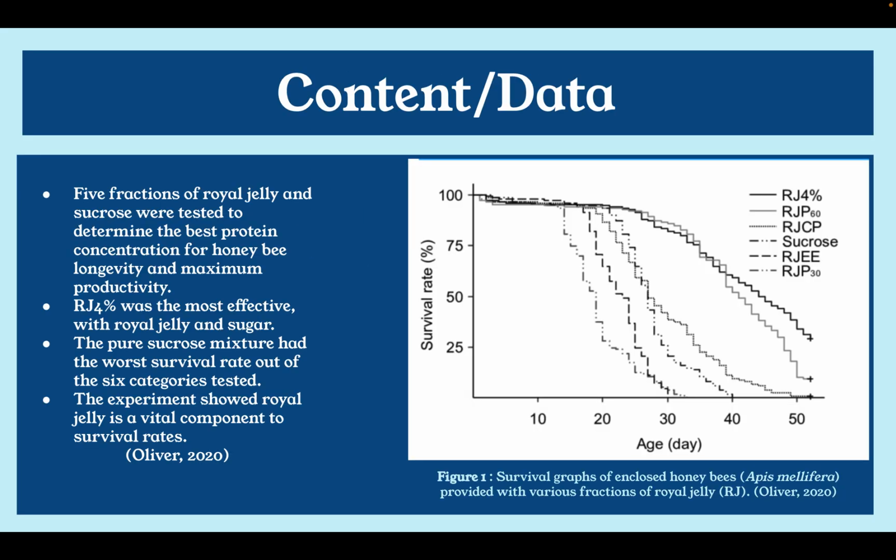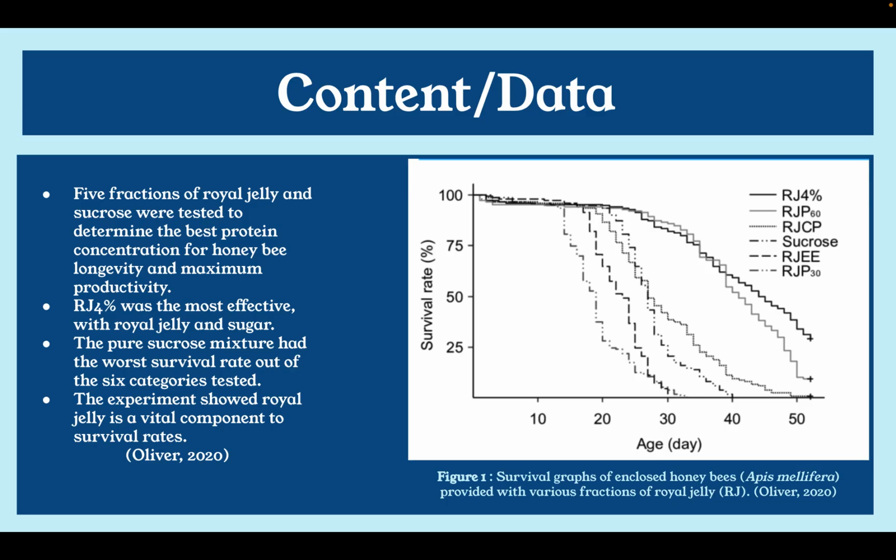My first piece of data is a figure that shows the survival of enclosed honeybees provided with various fractions of royal jelly. As we can see, we have 5 different fractions of royal jelly and 1 of pure sucrose. The one that has the longest survival rate and is most successful is the royal jelly 4%. All these different fractions have different concentrations of royal jelly and sugar or sucrose. But as we can see, the pure sucrose concentration is coming in last. It has the shortest lifespan.